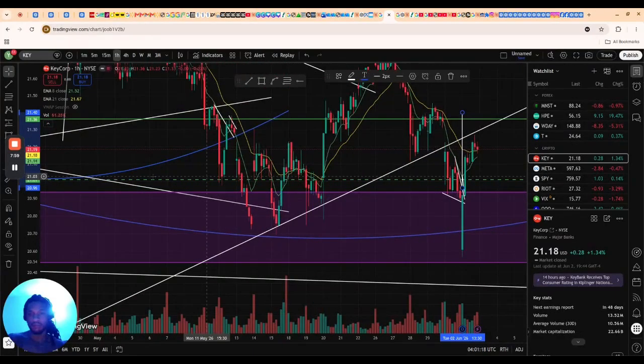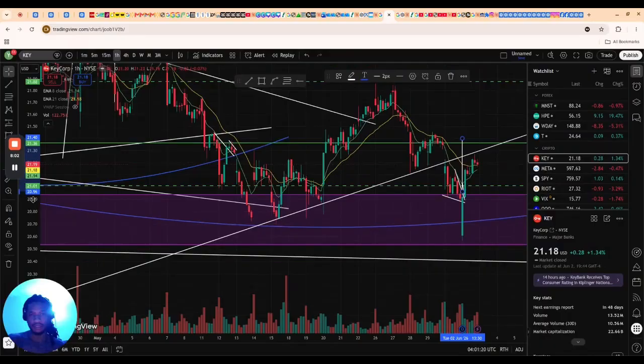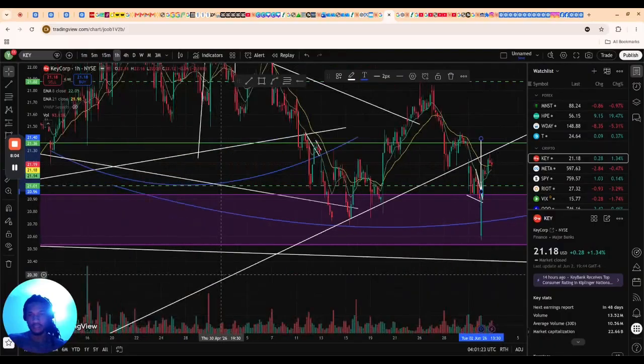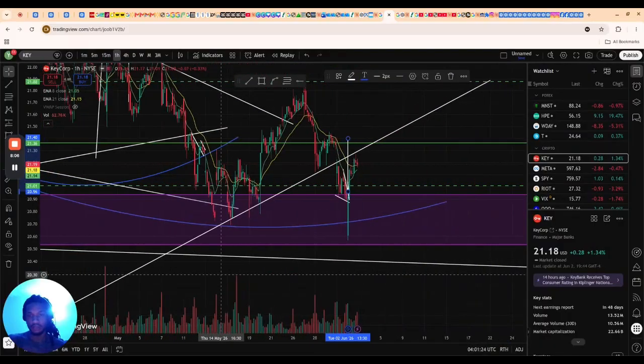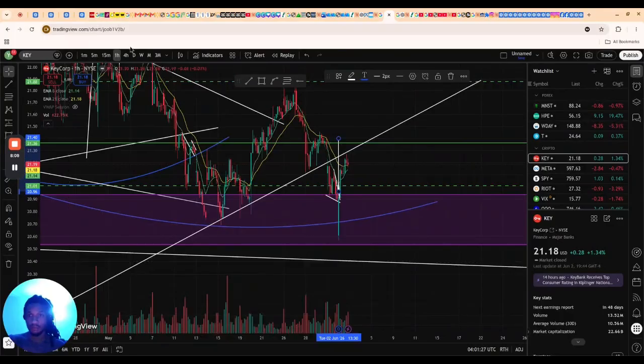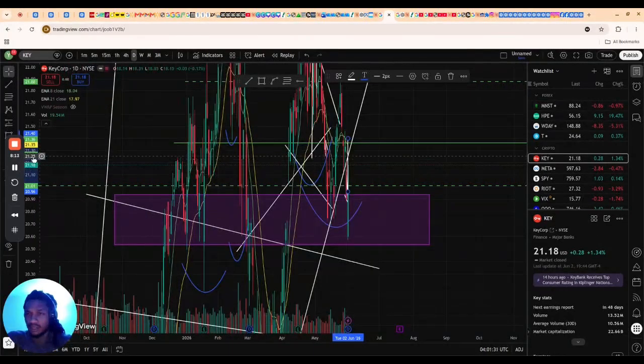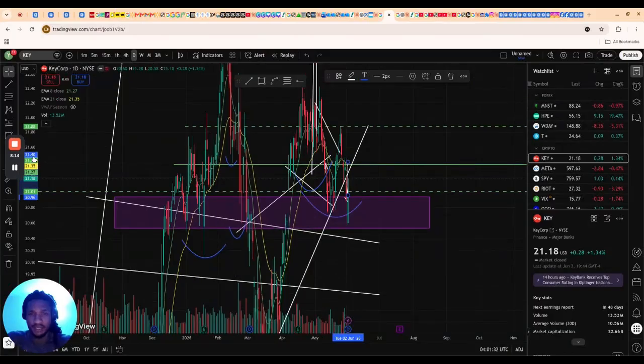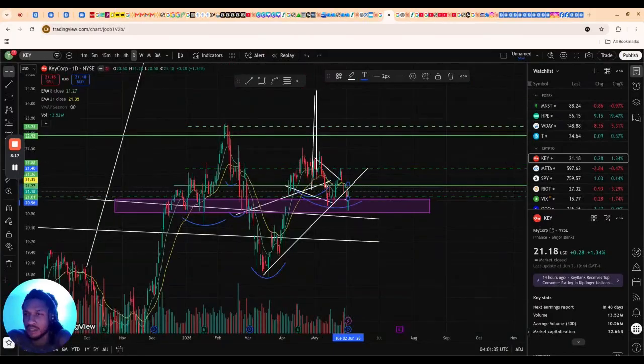But it has to break this trend line right here. Because if it rejects this trend line, it definitely could go lower. But on this chart, it's kind of messy, so for y'all, I'll clear it so y'all don't get confused. I can just redraw it real quick.